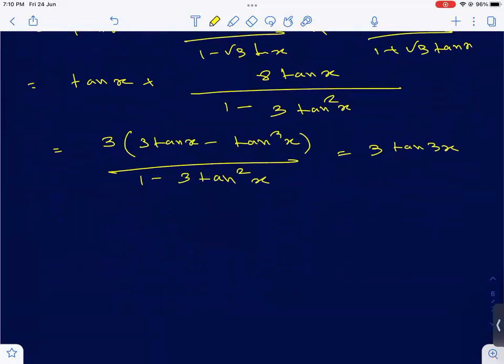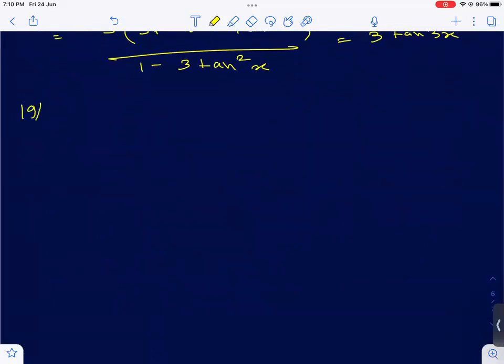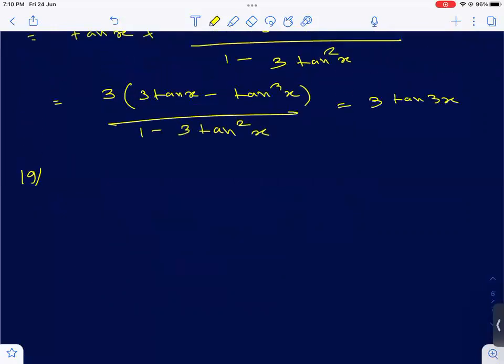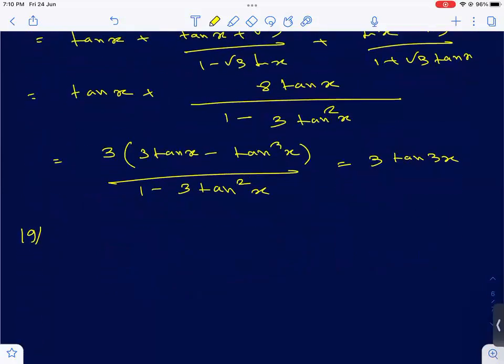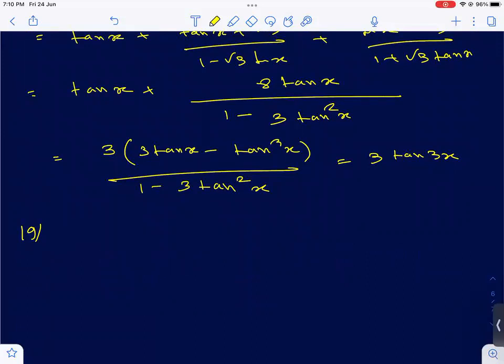Next. Let us go to the next, 19. This is equal to 3. It means if you take just one step, it is needed, otherwise you will be confused. Just one step is needed here. So in this case, it was given the left hand side is 3. 3 equal to 3 tan x, tan 3x. Therefore, tan 3x equal to 3. Sorry, tan 3x equal to 1.